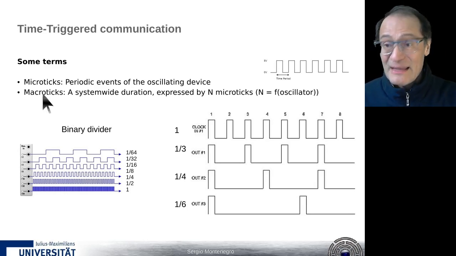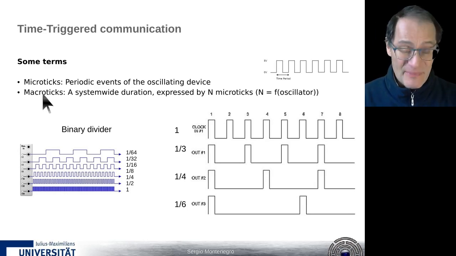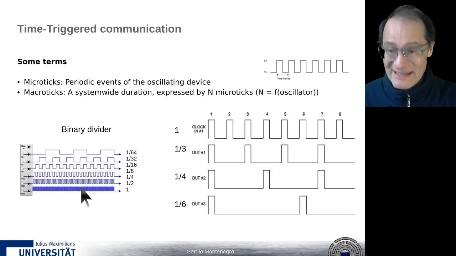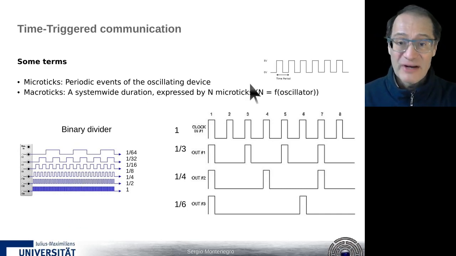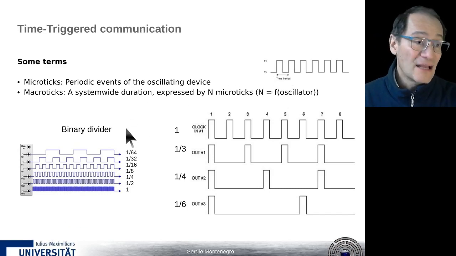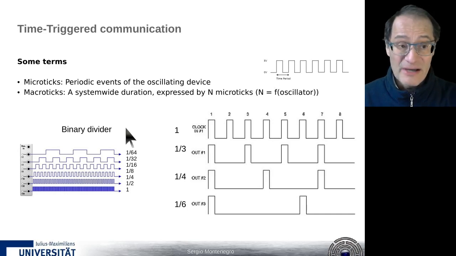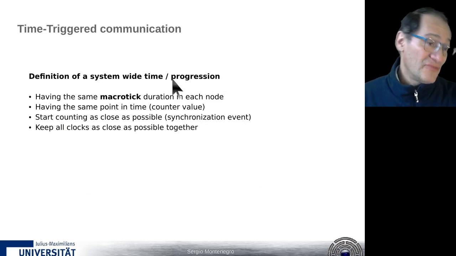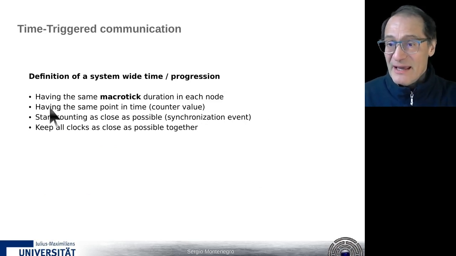But the macro ticks have to be the same for all nodes in all systems. So this divider is a function of the frequency of each clock, and it can be different from node to node or from device to device. Okay, a definition of this time progression.